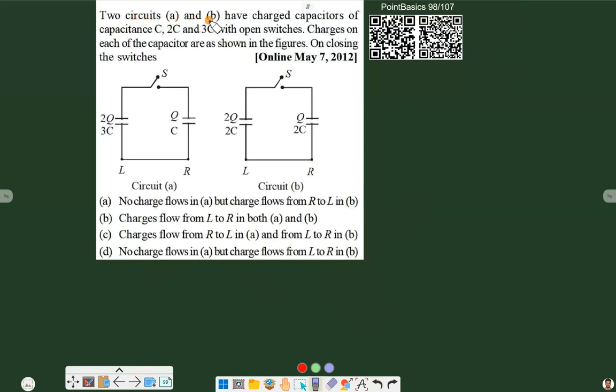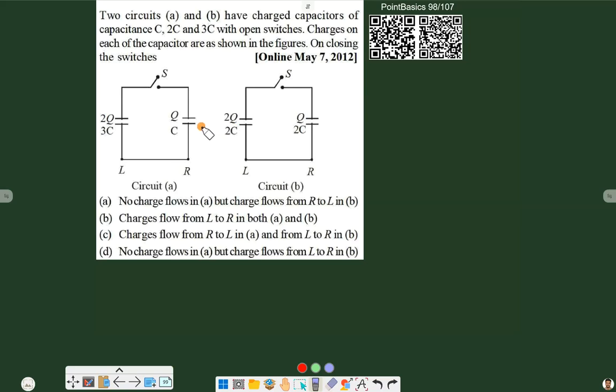So two circuits A and B have charged capacitors of capacitance C, 2C, 3C with open switches. Charges on each of the capacitors are shown as in the figure. On closing the switches, what will happen? So here we have a 3C capacitor with 2Q charge. Here we have a 2C capacitor with 2Q charge.